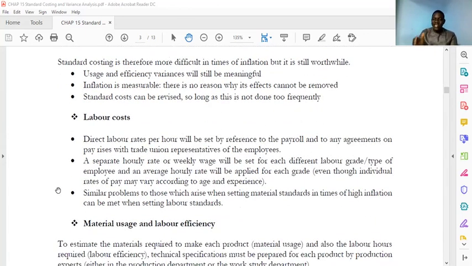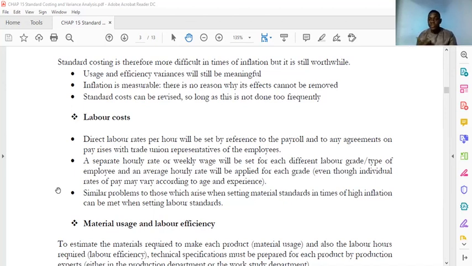How can organizations set a standard labor cost? What factors would they look out for in setting the standard labor cost per unit? Okay, good. So direct labor rates per hour will be set by reference to payroll and to any agreement on pay rises with trade unions, representatives of the employees. So we have the labor rates.